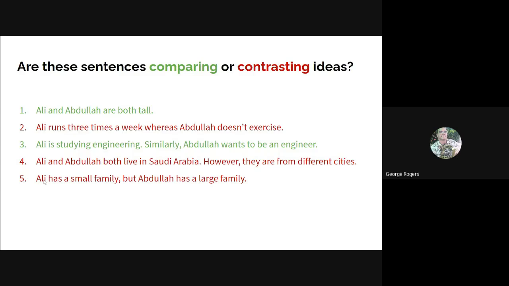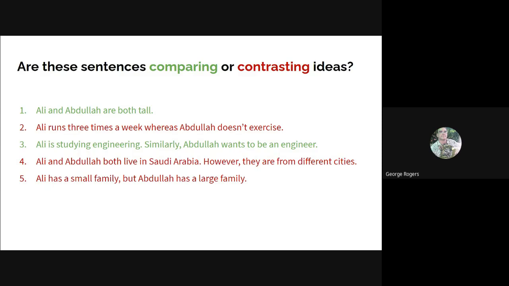Next, Ali has a small family. But again, that's an indicator there. But Abdullah has a large family. Again, contrasting. Usually when you use the word "but," you're talking about a contrasting idea. Again, one has small, the other one has large. So comparing is how things are the same. That's the simplest word. And contrasting is how they are different.